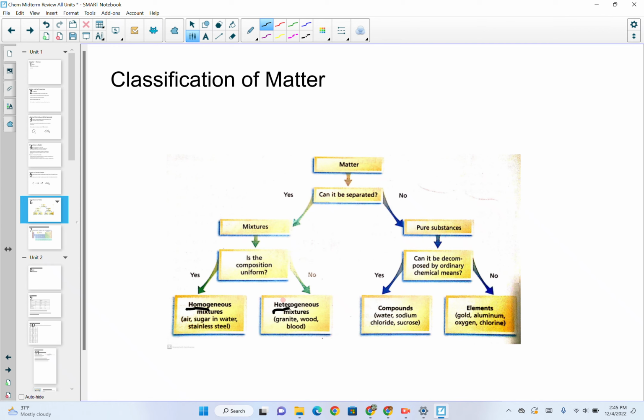If matter cannot be separated, it is classified as a pure substance. And there are two types of pure substances, which are compounds and elements. Elements cannot be further decomposed into different things. Gold is an element, aluminum is an element. But compounds can be further decomposed into different things. For example, sodium chloride, which is NaCl, can be decomposed into Na and Cl.